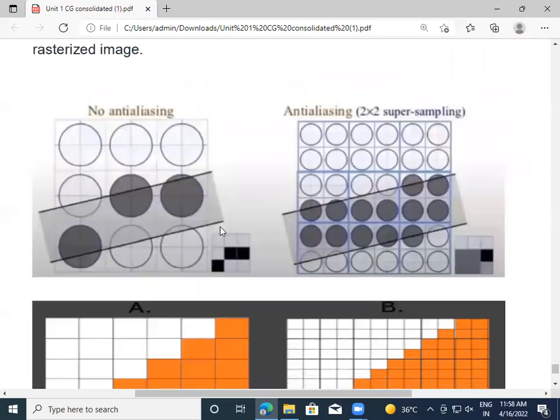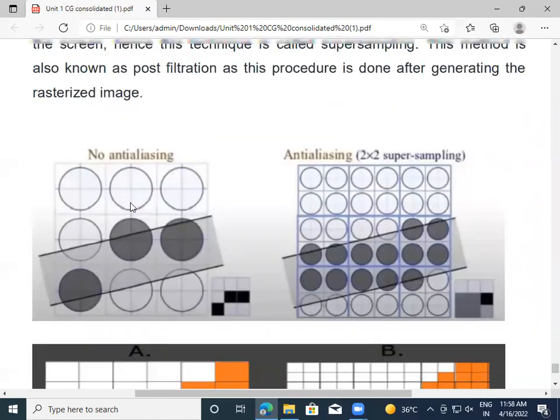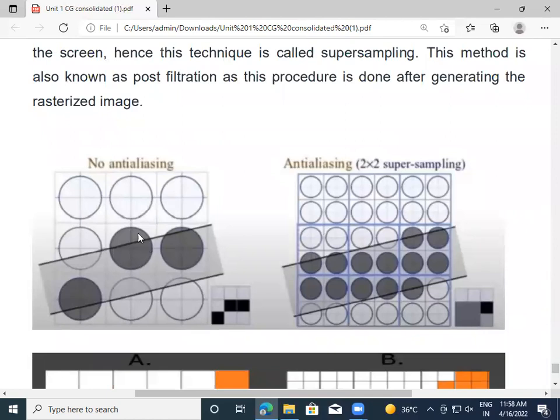Just like here in this case, if you look here, this is the case with no anti-aliasing. If this is the pixel, then this pixel is surrounded by its neighbors, and whatever intensity is at the center is scattered among all of these.